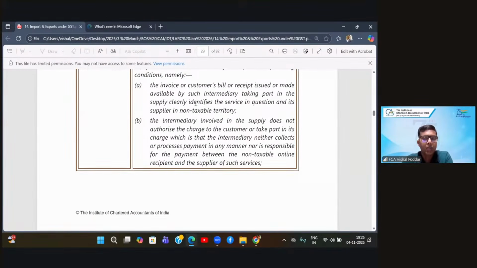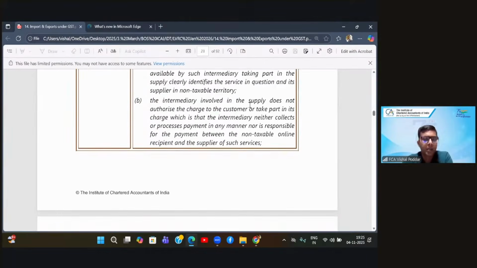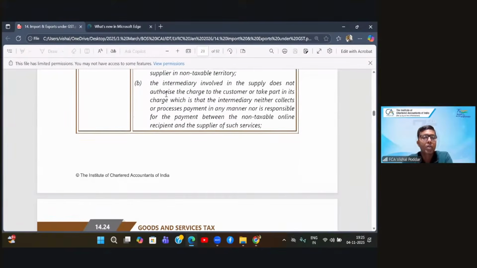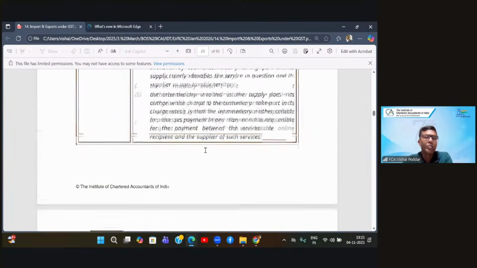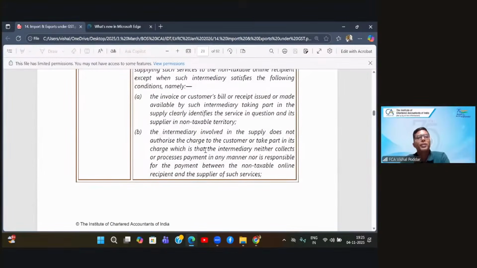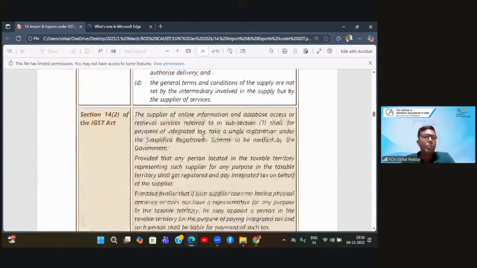First, the invoice or customer's bill or receipt issued or made available by such intermediary taking part in the supply clearly identifies the service in question and its supplier in non-taxable territory. The intermediary involved in the supply does not authorize the charge to the customer or take part in its charge, which is that the intermediary neither collects or processes payment in any manner, nor is responsible for payment between the two. And the intermediary involved in the supply does not authorize delivery, and the general terms and conditions of supply are not set by the intermediary involved in the supply, but by the supplier. So the basic idea is that where the intermediary does not have any control in this particular transaction, then in that particular case, the intermediary would be deemed to be the recipient.